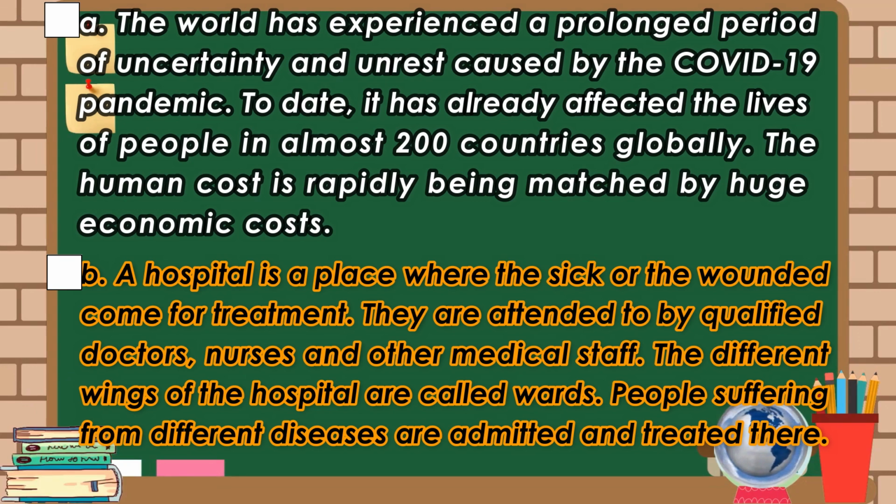B. A hospital is a place where the sick or the wounded come for treatment. They are attended to by qualified doctors, nurses, and other medical staff. The different wings of the hospital are called wards. People suffering from different diseases are admitted and treated there. Which paragraph shows an information report?